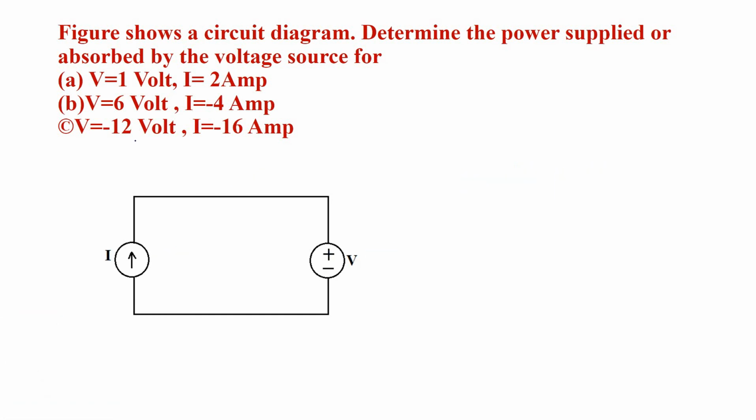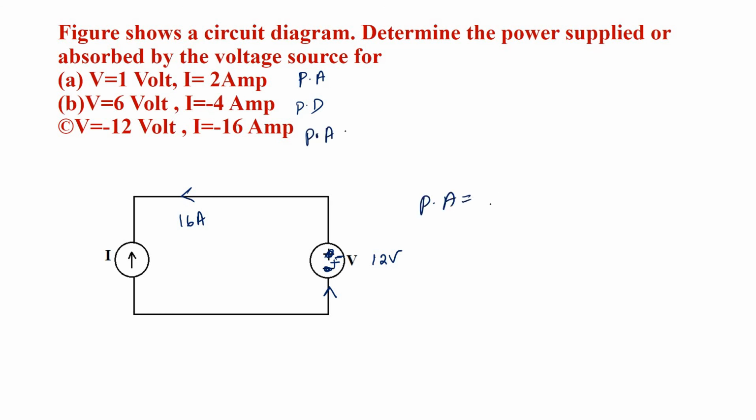Next, case 3. V is equal to minus 12 volt. You have to change the symbol, that is 12 volt. And I is equal to minus 16. So I have to change the direction, plus 16. Here positive absorbed, or power absorbed here. So the first case, power absorbed, power delivered, again power absorbed.